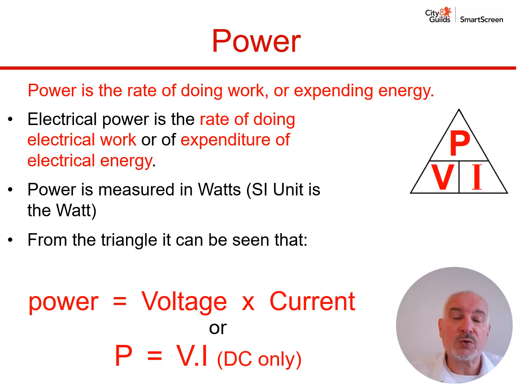So P equals VI, or you could say the V and the I the other way around. That's how I learnt it, was P equals IV. Because if two things are multiplied together, it doesn't matter which way round you write them, it's the same result. So P equals VI or P equals IV, you may hear it expressed that way as well.